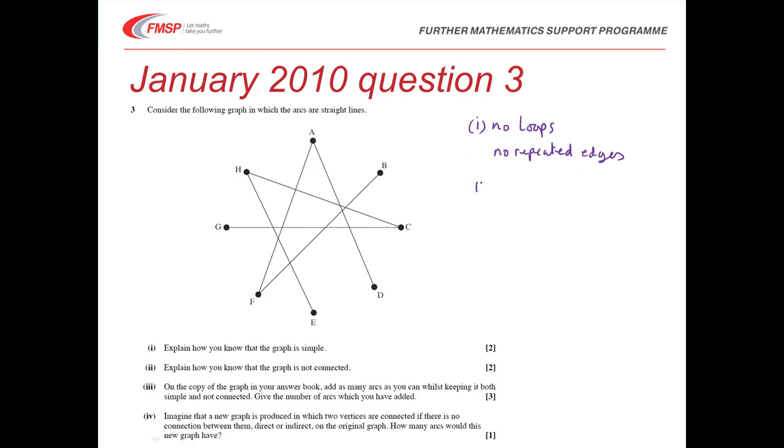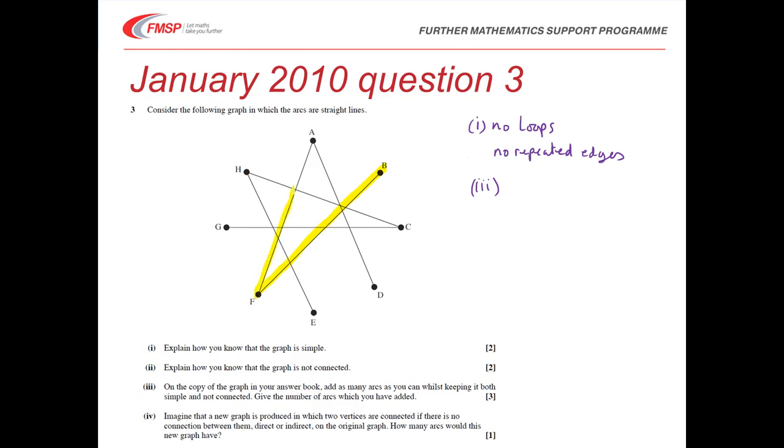Now on to part 2. Explain how you know the graph is not connected. Well, at first glance you might think it is connected, so I'm just going to break out the highlighter and show you that it's not. I notice B on its own over here. I'm just going to follow that route from B.